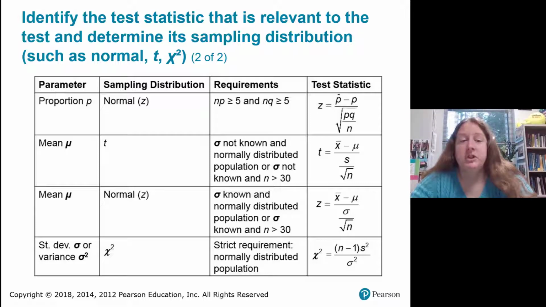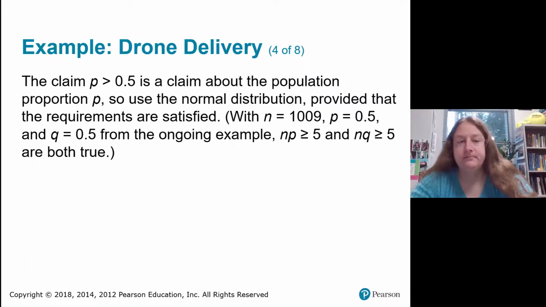If we're dealing with proportions, then we want our normal table. If we're dealing with our population mean, then we want either our t table or our normal table, depending on whether our population standard deviation is known. And for standard deviation or variance, we need our chi-square table. Nothing has changed with this from what it was for confidence intervals. If you got this with confidence intervals, all of this in the table is really summarizing what we had for confidence intervals.